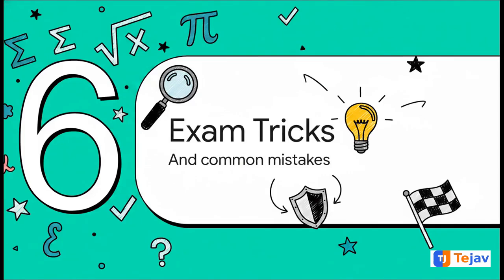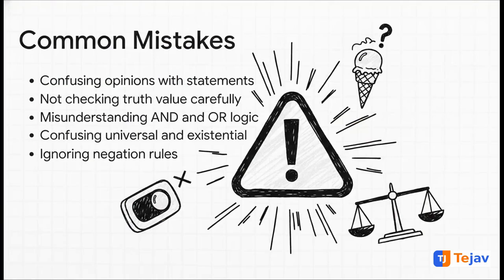And finally, Section 6, Exam Tricks and Mistakes. Let's get you ready for those board exams. All right, here are the major pitfalls you absolutely need to avoid on Test A. Mistake number 1, confusing opinions with statements. Remember our chocolate ice cream example? Mistake number 2, not checking truth values carefully. Do not forget, a false statement is still a valid mathematical statement.